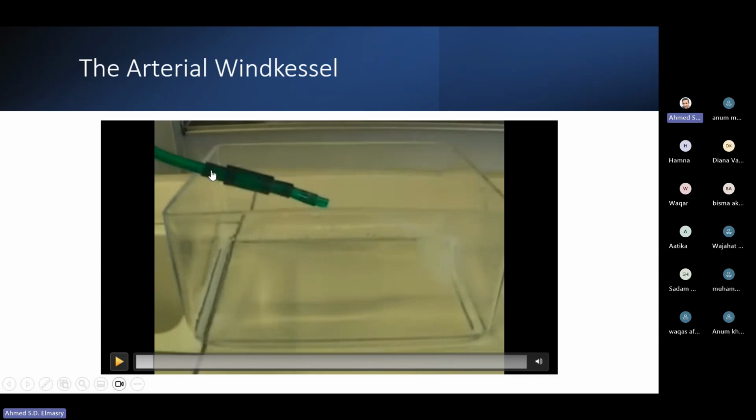So here, this is the cardiovascular system, the aorta, but this part is a stiff aorta without the elastic criteria. So the heart will start the contraction and start ejection of the blood during the systole and the diastole. Just notice the flow.